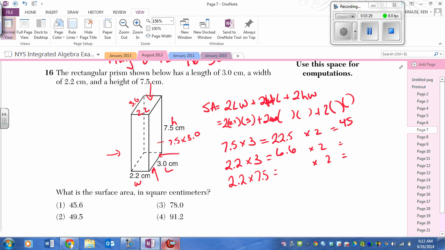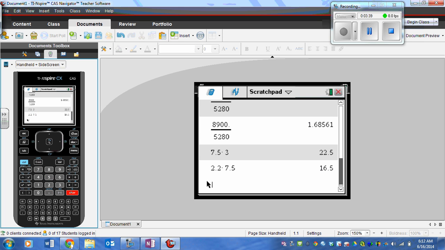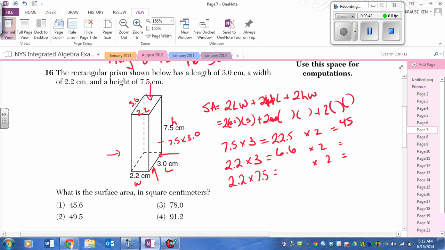That's 2.2 times 7.5, which equals 16.5. 16.5 times 2 would be 33, and 6.6 times 2 would be 13.2. So adding 45, 33, and 13.2, I get 91.2. Yay, that was a pain in the neck.